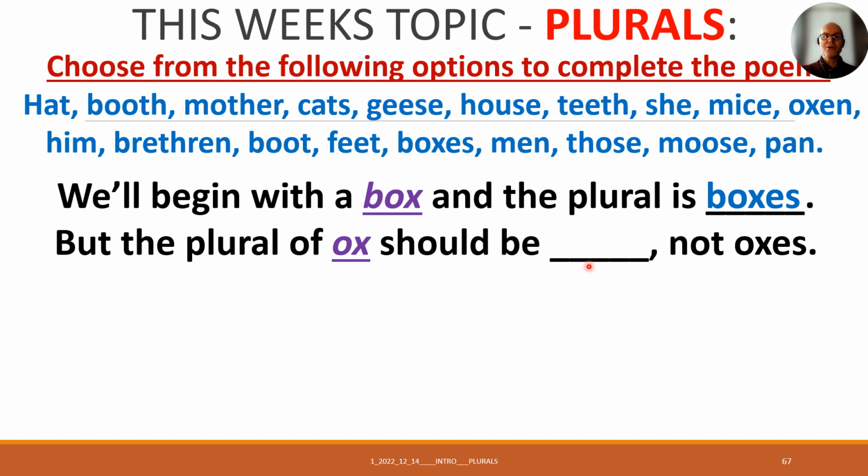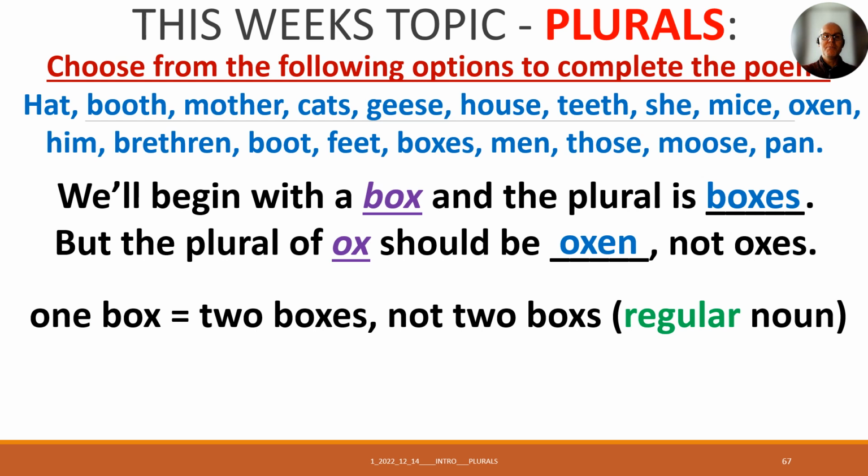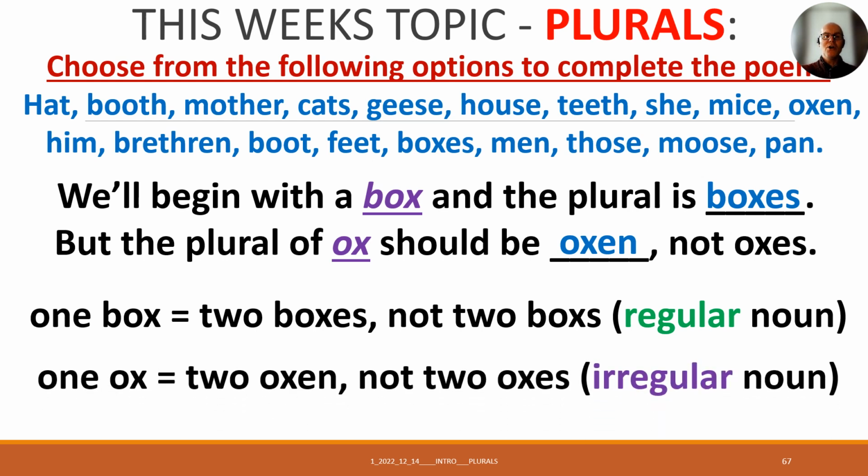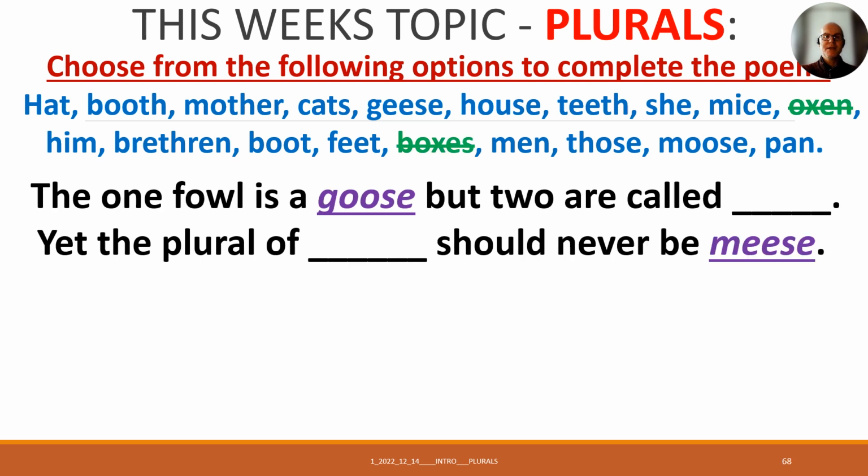The plural of ox is oxen. Ox, oxen. It doesn't follow the same rule to make the plural, even though they're very, very similar words. One box, two boxes. One ox, two oxen.